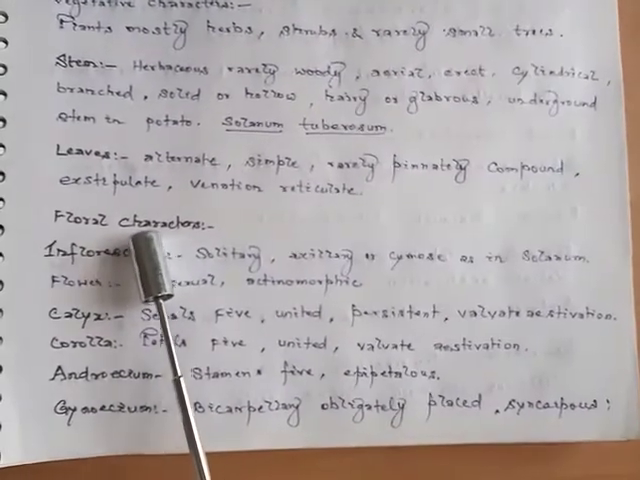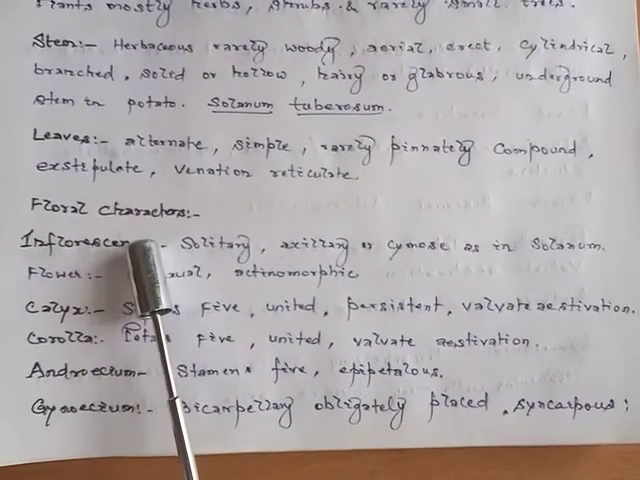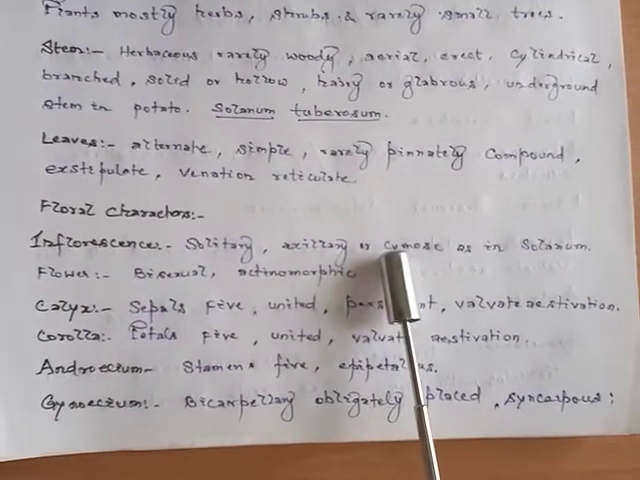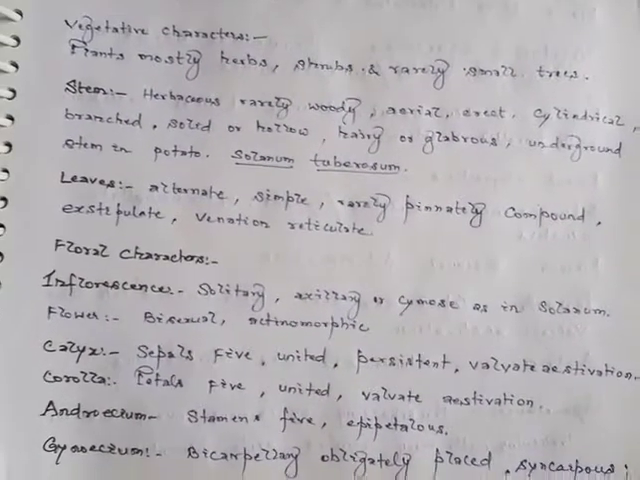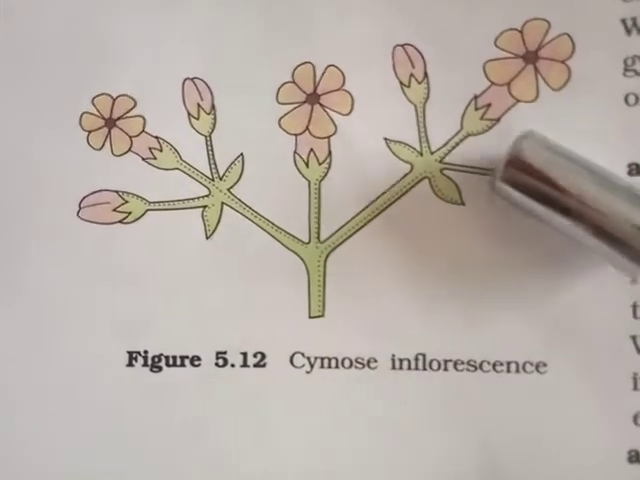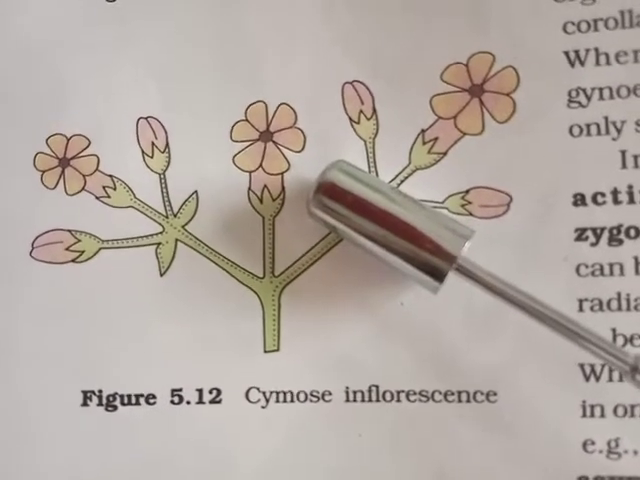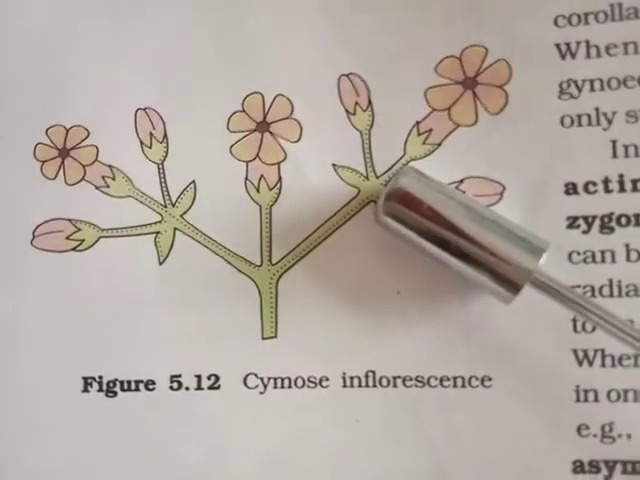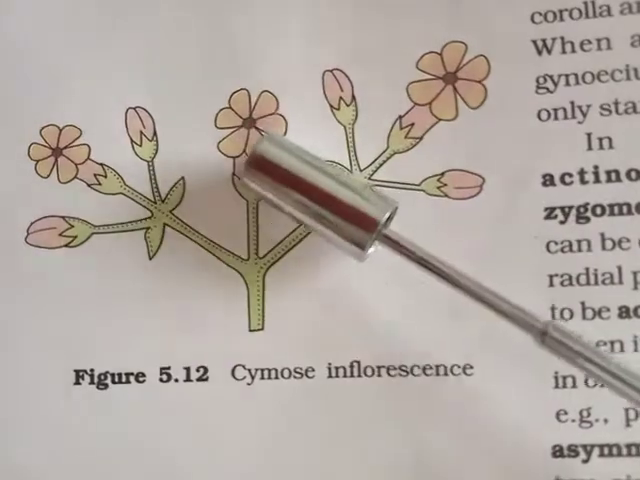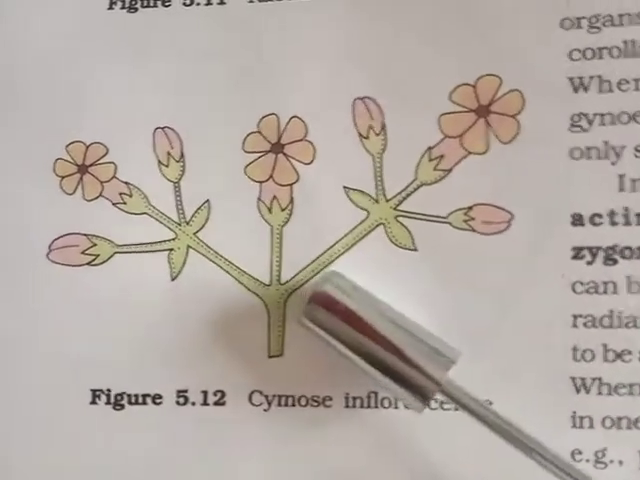Now we'll discuss the floral characters of the family Solanaceae. Inflorescence is of solitary type, axillary, or cymose type. We have discussed cymose inflorescence, meaning in this type of inflorescence the main axis terminates in a flower. It shows limited growth and the flowers are arranged in basipetal order, meaning older at the top and younger at the base. So this is the case for cymose inflorescence.